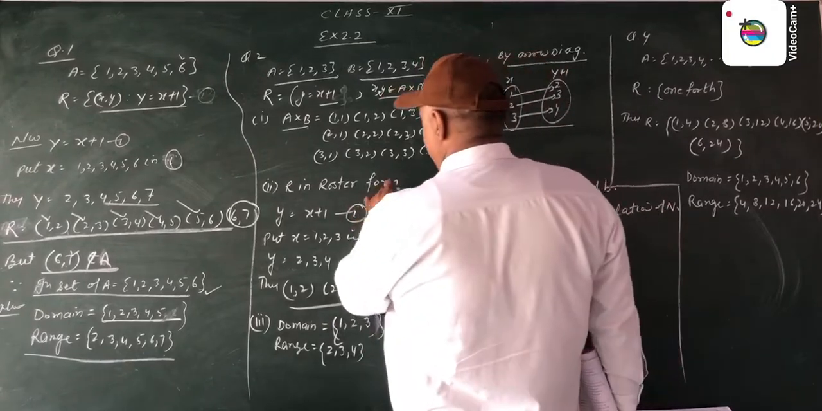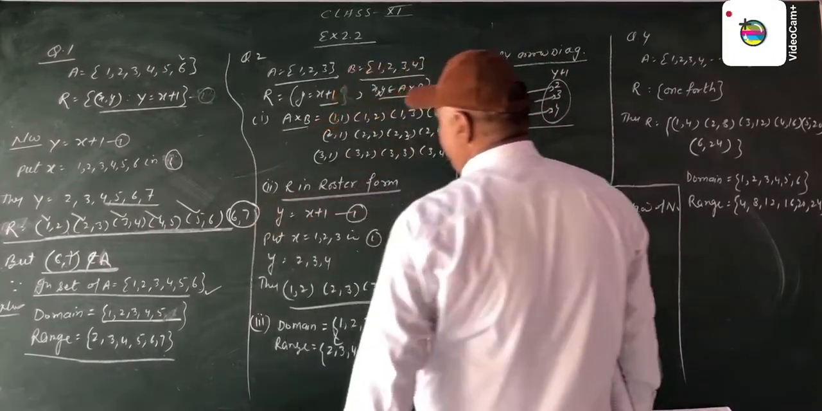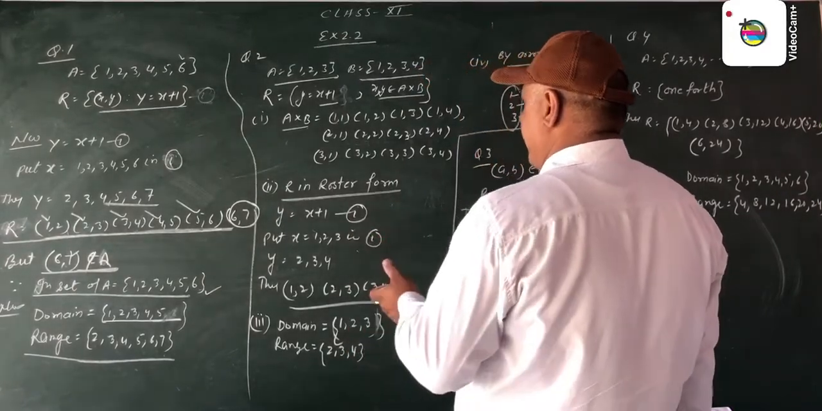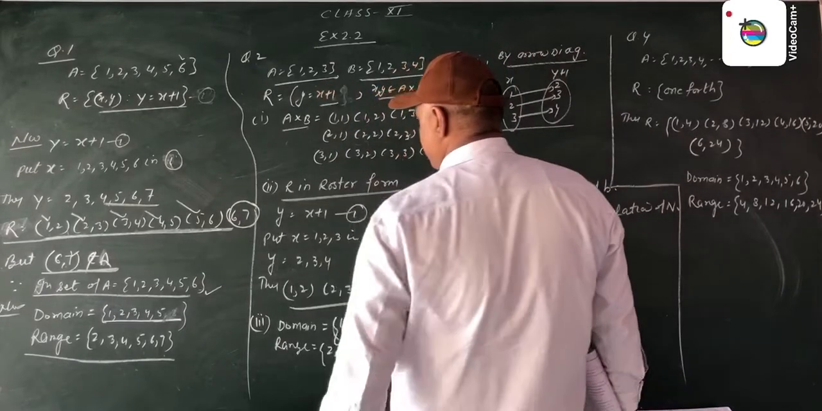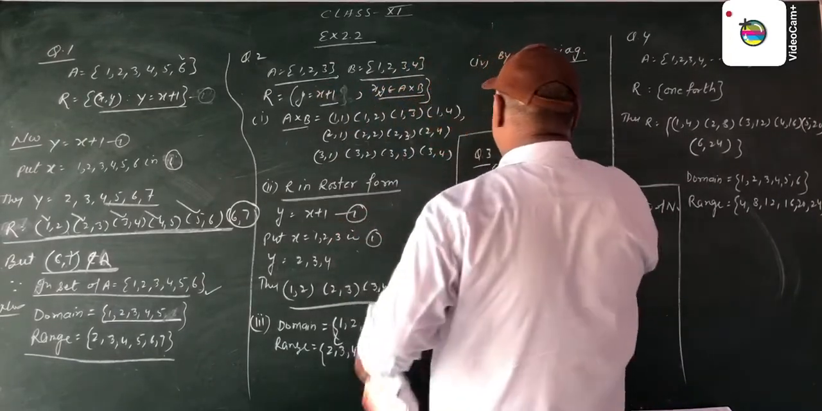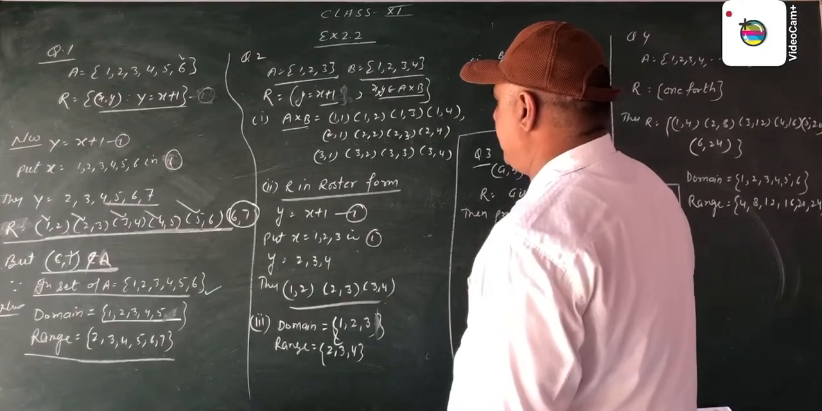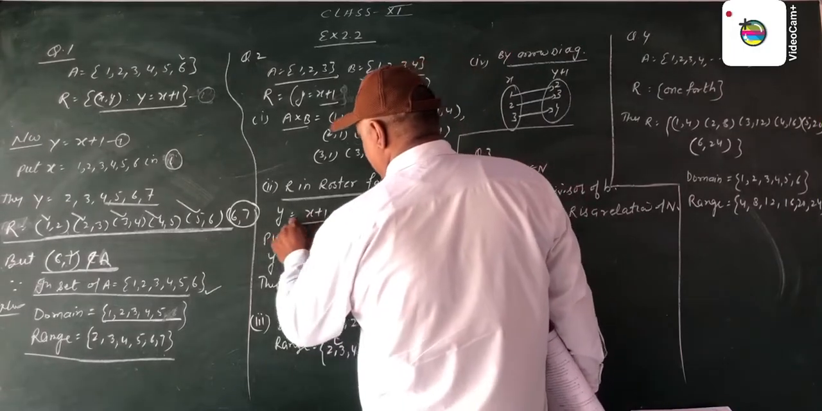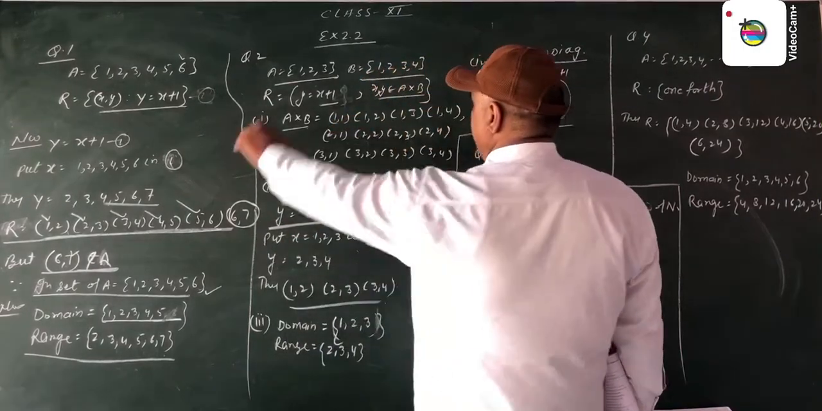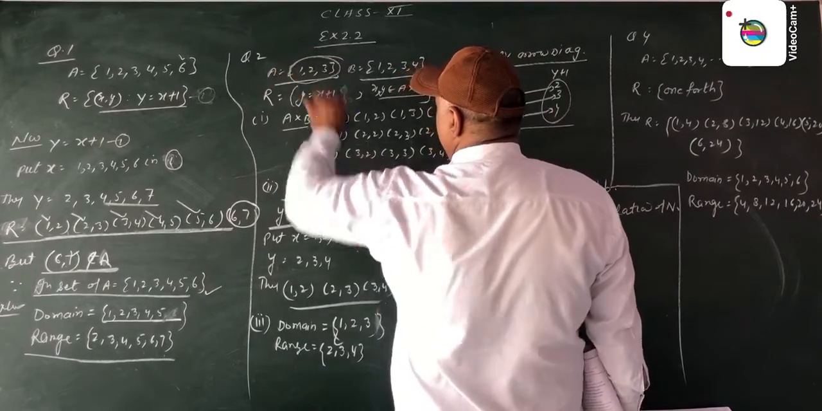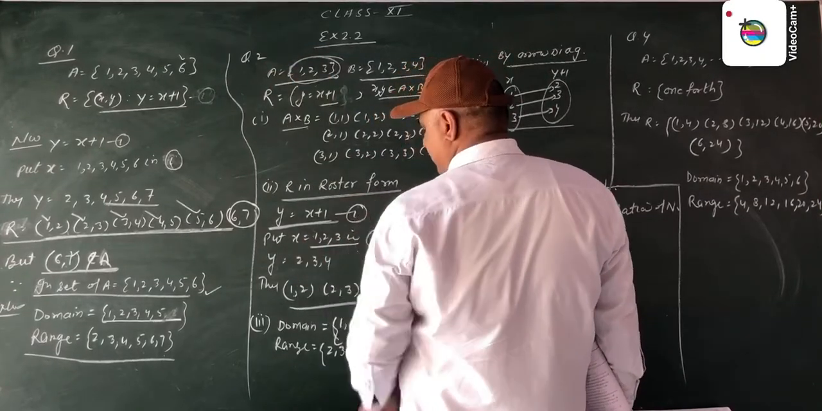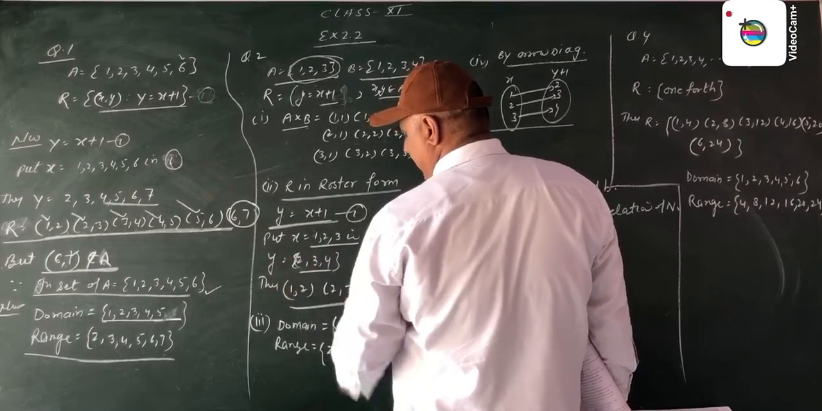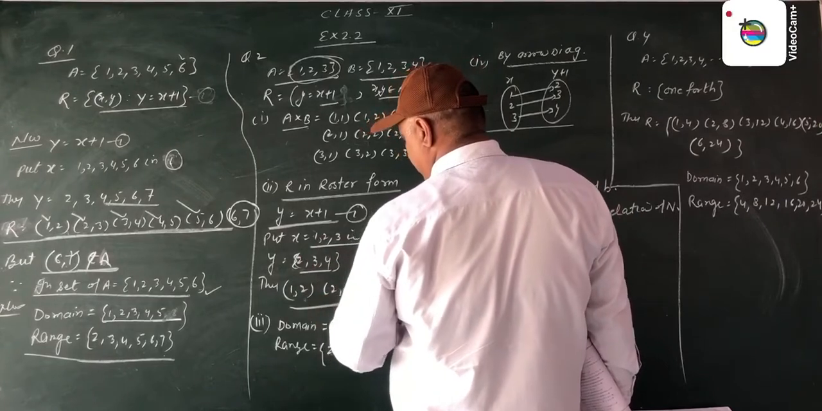Second part says to write R in roster form. We have talked about these types: first the set builder form, this is the set builder form; this is the roster form, and this is the arrow diagram. We have discussed these concepts in exercise 2.1. Now we are given y equals x plus 1. Then we put the values x equals 1, 2, 3 in the given set. Then the values of y are 2, 3, 4. So R is 1,2; 2,3; 3,4.